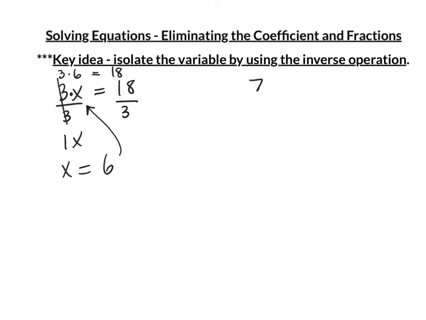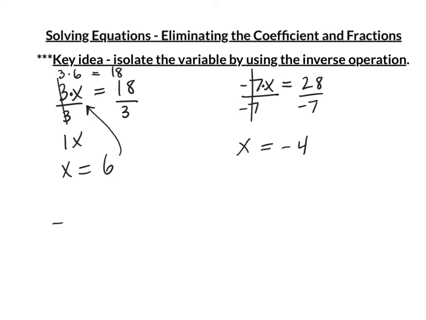If we had 7x equals 28, let's make that a negative 7. Well, just like the previous example, there's times between the coefficient and the variable. To get rid of something that's multiplied, we divide. We'll divide both sides by negative 7. Anything divided by itself is 1. A negative divided by negative is a positive. And again, 1x is x. So x is 28 divided by negative 7, which is negative 4.